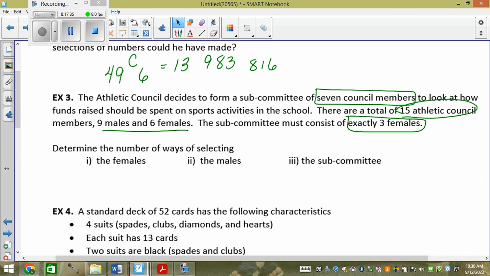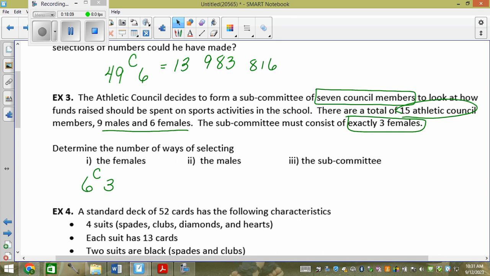Now here it says I need exactly 3 females. So what I get people doing is to guarantee getting a female, you choose from a female. So they'll go 6C3 and tell me that's the answer. Problem is, this is a how many person subcommittee? 7. And I just picked how many? 3. I only picked 3, right? I need 7. So I need to supplement.